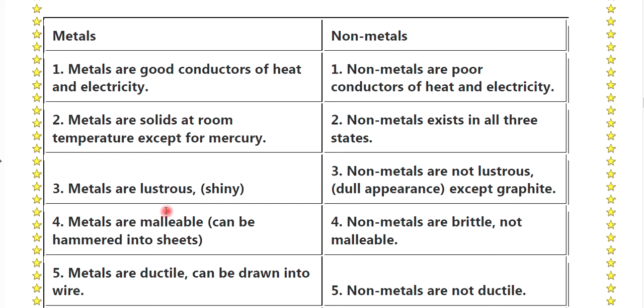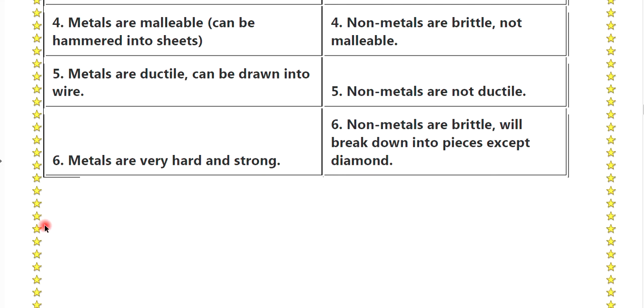except graphite. Metals are malleable, can be hammered into sheets. Non-metals are brittle, not malleable. Fifth point is metals are ductile, can be drawn into wire. Non-metals are non-ductile. Last point is metals are very hard and strong. And non-metals are brittle, will break down into pieces, except diamond.